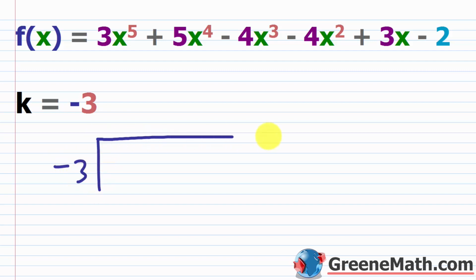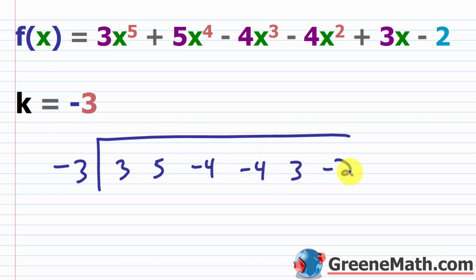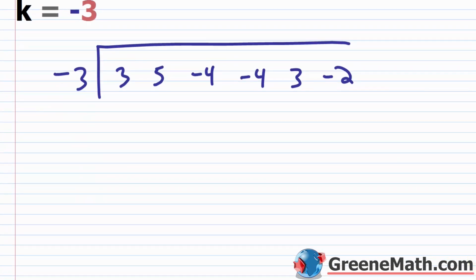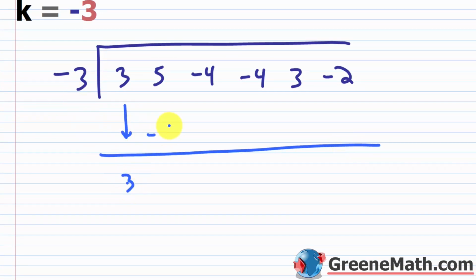So this is -3. We'll have 3, 5, -4 again, 3, and -2. Okay, so this is a negative value. We have a positive leading coefficient. So let's go ahead and try this. So I'll go ahead and drop this down. We'll put a 3 here. -3 times 3 is -9. 5 plus -9 is -4. -3 times -4 is 12. -4 plus 12 is going to be +8.